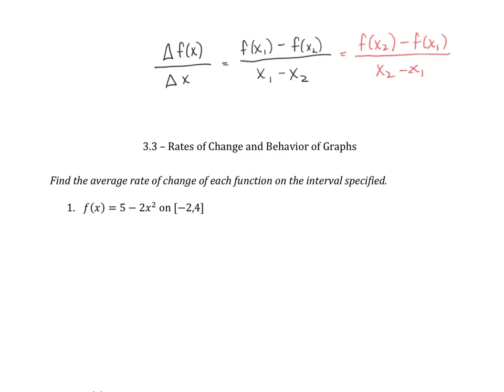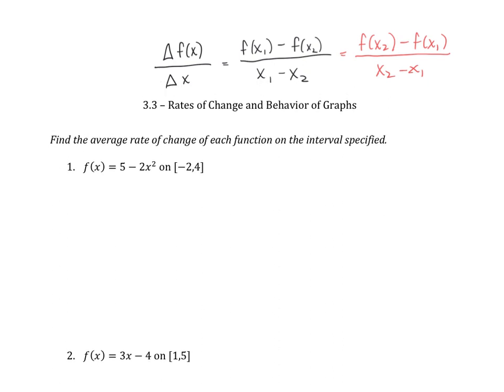So this is just another way to say the slope, right? Because the slope of a line is the average rate of change. The difference here is you can do this for other functions besides just a linear equation. So the average rate of change can be used on different kinds of functions.